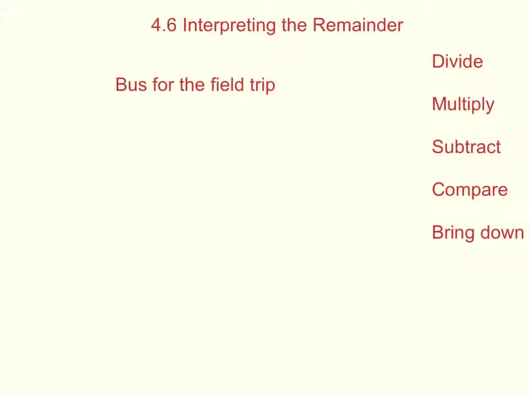Continuing talking about interpreting the remainder, let's talk about some buses for a field trip. In our fifth grade class, we have approximately 110 children. We have 110 students, and we're not going to include teachers in this, we're just going to talk about students. And let's say that we had buses that could take 30 students on each bus. So there are 30 seats for students.